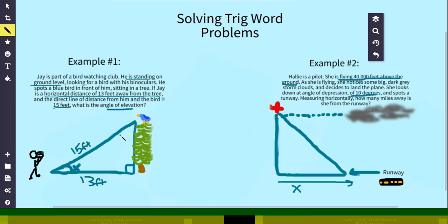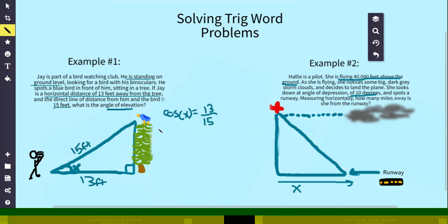And so now we can just apply our trig functions. Here we're trying to solve for angle x. So this is our hypotenuse, 15 feet, and this is our adjacent side. So we can use cosine, because remember cosine is adjacent over hypotenuse. So we can say cosine of our angle x is equal to our adjacent side, which is 13 feet, over our hypotenuse, which is 15 feet. And now we can just solve.